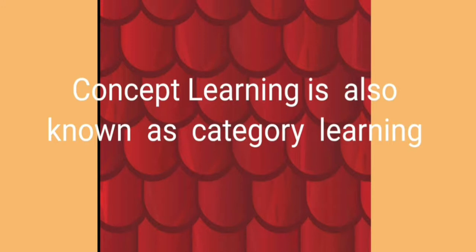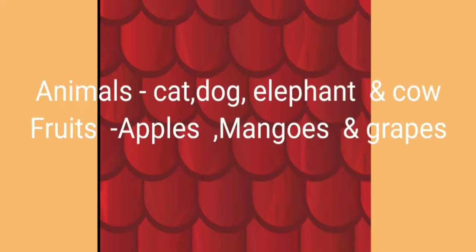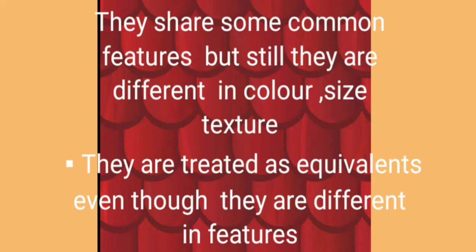When we organize and classify objects, we put them in groups that have the same features, the features that are common to them, and we also group them when they are different. You see different animals like cat, dog, cow, and elephant, but you still group them as animals. Similarly, when you see apples, mangoes, pineapples, and grapes, you group them under fruits. They do share some common features, but still they are different in color, taste, texture, and size. They are treated as equivalents, even though they are different in their features.